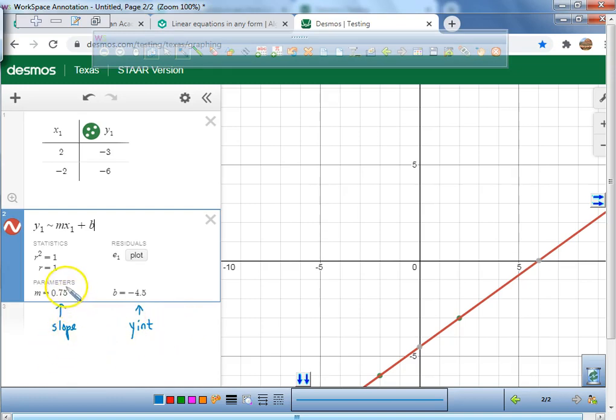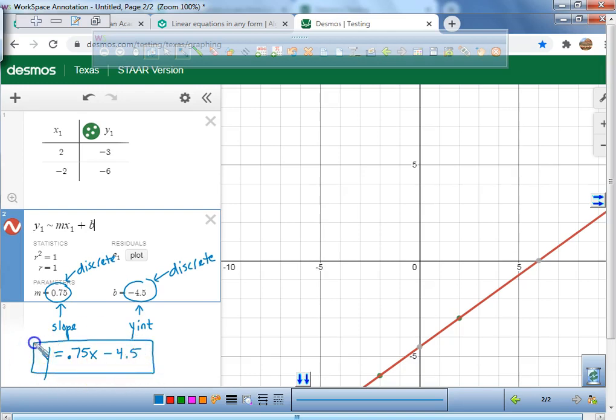Now, this is called a discrete decimal, and this is also called a discrete decimal. A discrete decimal is something that's not continuous. So Khan Academy will accept this as your answer. You could literally type in 0.75x minus 4.5, and that technically is correct.